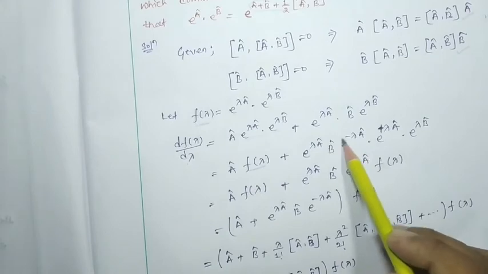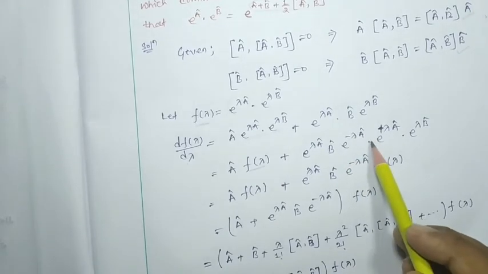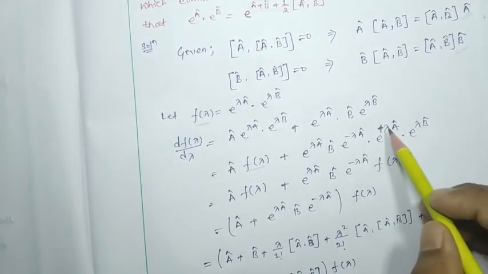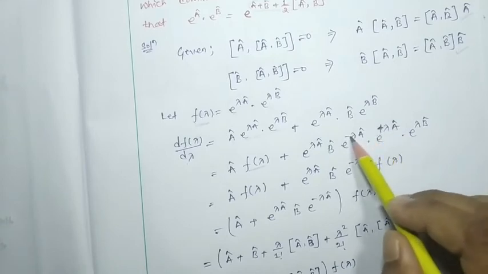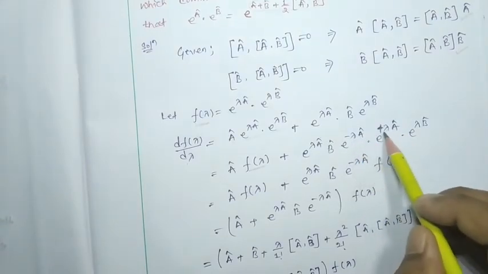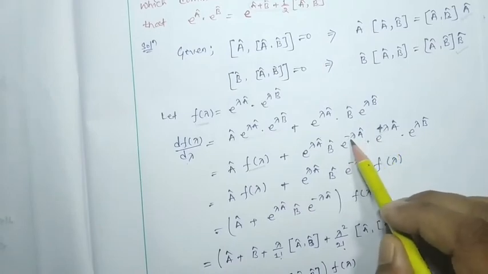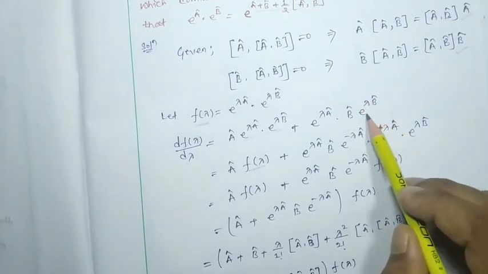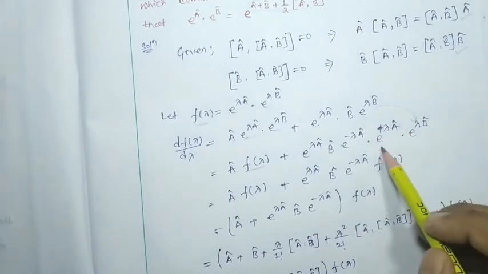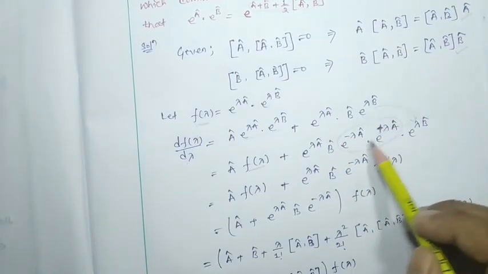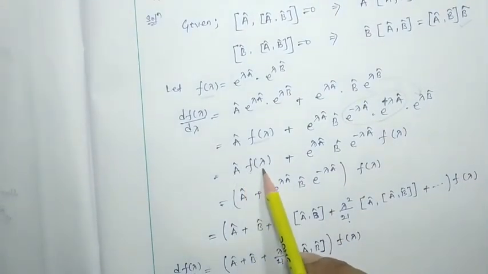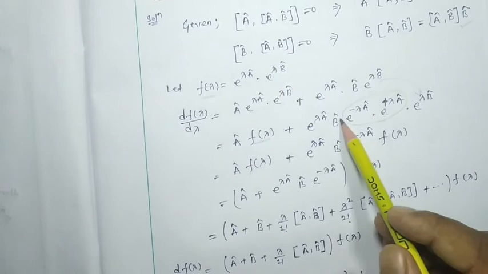Here I have written f lambda, and then e to the lambda a cap, b cap. I have multiplied one term e to the minus lambda a cap with another term e to the plus lambda a cap, so this product is going to be 1. Instead of 1 I have written e to the power minus lambda a cap into e to the power plus lambda a cap, and the term e to the power lambda b cap will be here. These two terms together equal 1. So here a cap f lambda will be written as usual, plus e to the power lambda a cap, b cap will be here.